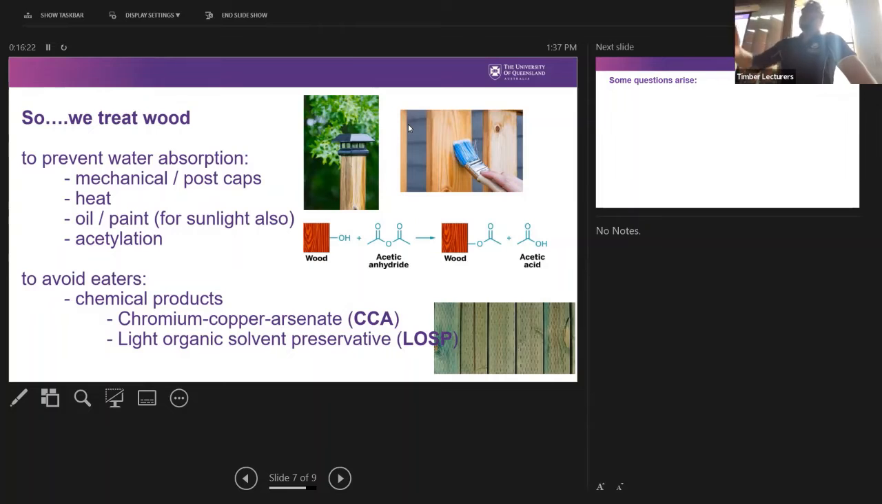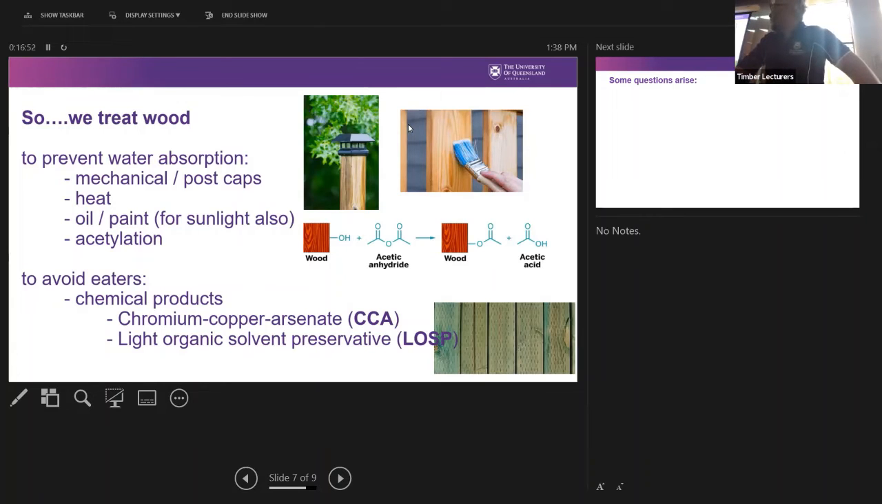So one of the ways to overcome these problems is to treat wood. This is why we treat wood. There are two reasons, because of the two problems I mentioned. To prevent water absorption, we can mechanically avoid the absorption of water into the wood, or the water being in contact with the wood.